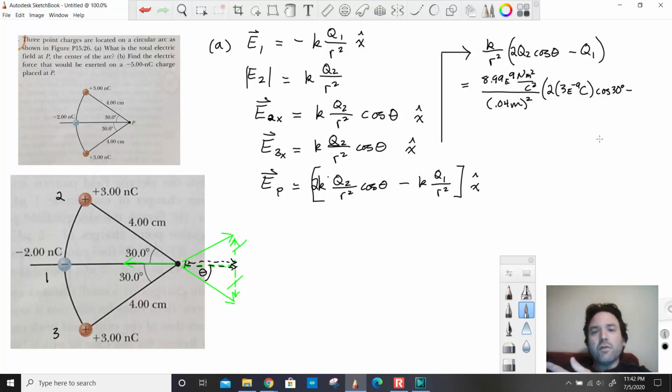If you haven't gotten it in Physics 1 yet, it's 0.866, or square root of 3 over 2. You could put that in for it automatically if you want, or you can just punch it in. Either way works. Q1 is a 2 nanocoulomb charge, which I'll put in SI units also. And altogether, that gives us 18,000 newtons per coulomb in the x-hat direction, positive.